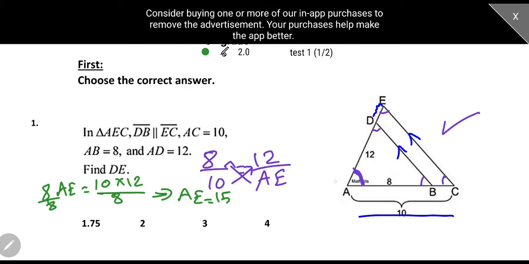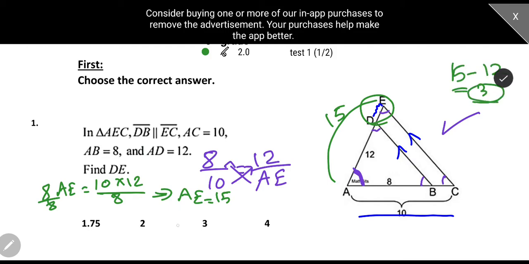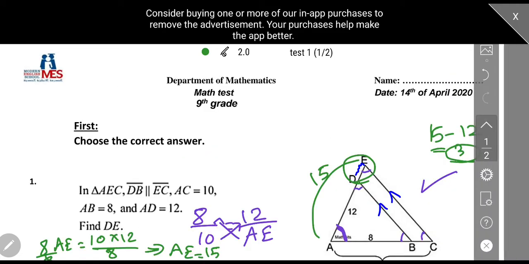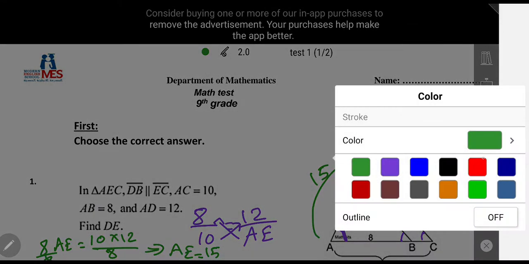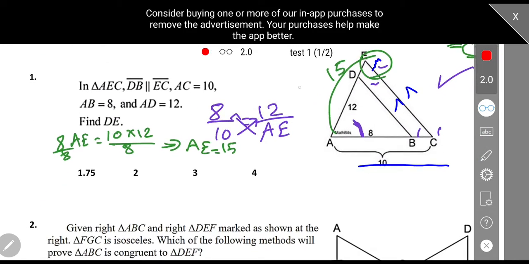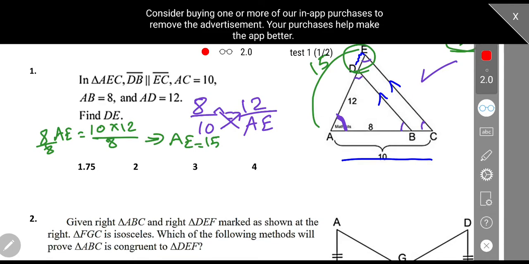So this full AE here, all of it, is 15. How could I know this part? By subtracting 15 minus 12, which is 3. So what's the answer over here? The answer is 3. Let's move on.